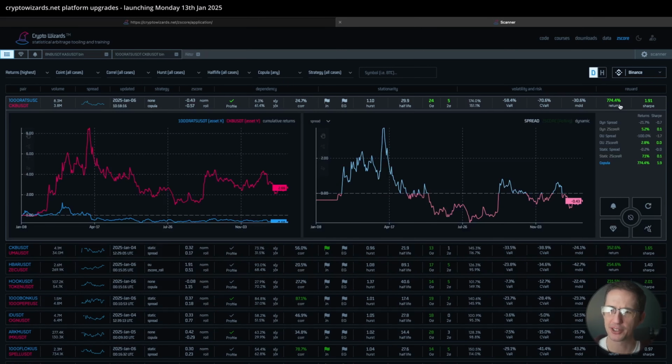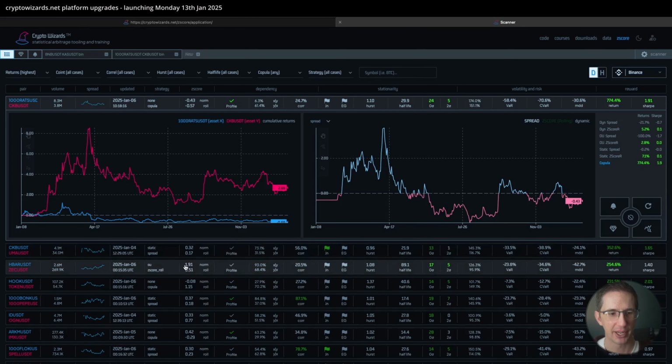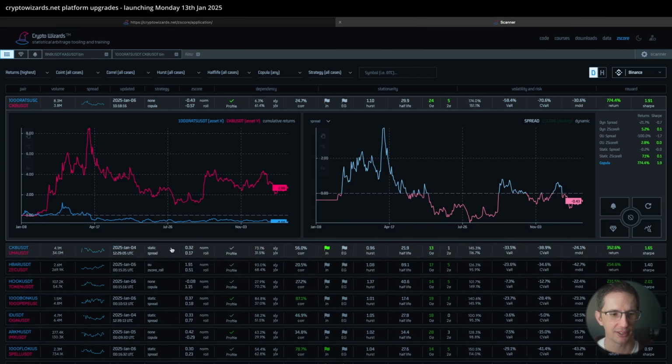So refreshing this one here, this has actually performed a really, really good return. This is a Copula-based strategy, it tells me there, and it's also highlighted in blue over here, 774% return. Again, the best performing strategy right now on Crypto Wizards, funnily enough, is a Copula strategy, not a spread-related one. But here we have some other strategies down here. You can see, because I haven't got strategy filtered out, you can see all the strategies down here. Interestingly, when I look at the spread-based strategies, some of them are profitable and some of them are not.